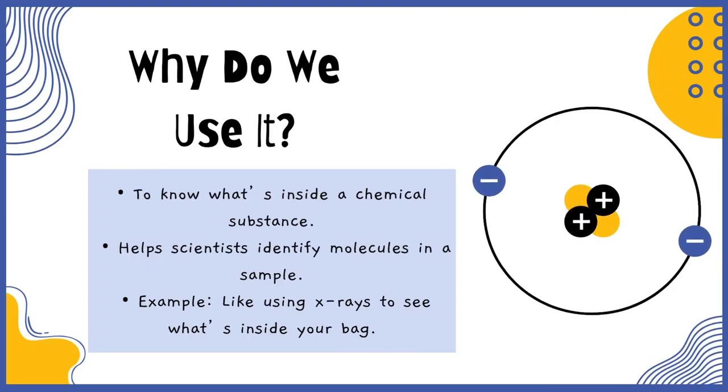And why do we use this technique? We also know that the electron ionization technique is a hard ionization technique. So we use this technique to know what's inside a chemical substance, and it helps scientists to identify molecules in a sample, like using X-rays to see what's inside.